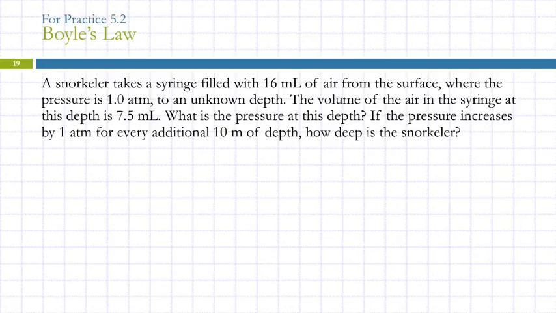So we could answer weird questions like this one. A snorkeler takes a syringe filled with 16 milliliters of air from the surface, where the pressure is 1 atmosphere, to an unknown depth. My question is, why? The volume of the air in the syringe at this depth is 7.5 milliliters. What's the pressure at that depth?